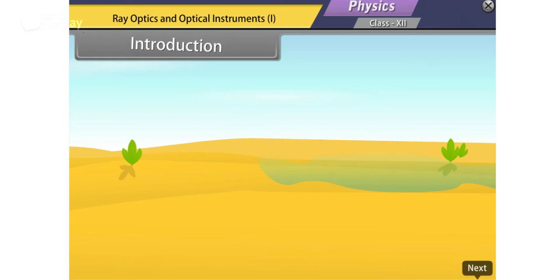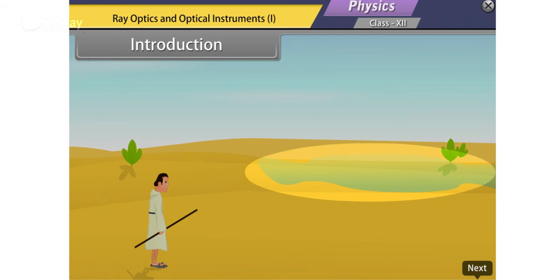Refraction. Hey kids, today we learn ray optics and optical instruments. You must have heard that in a desert one may see a misleading appearance of water at a certain distance. So now the question arises: why does it happen? The answer is that the illusion of water is due to total internal reflection. It is an optical phenomenon that creates an illusion of water with inverted images of distant objects.